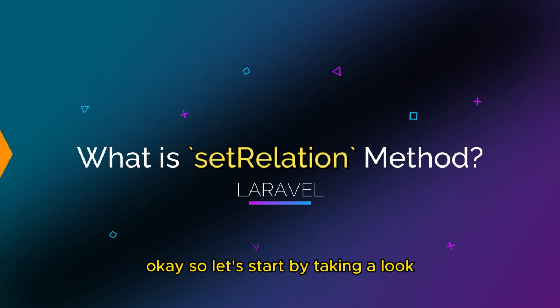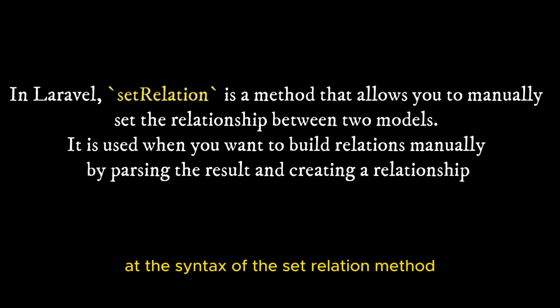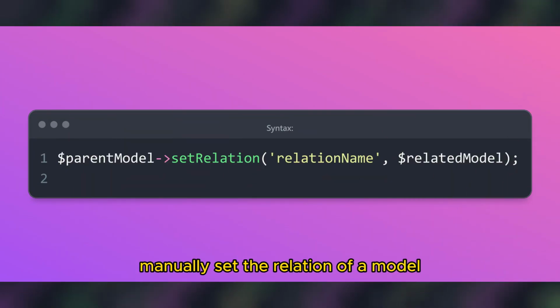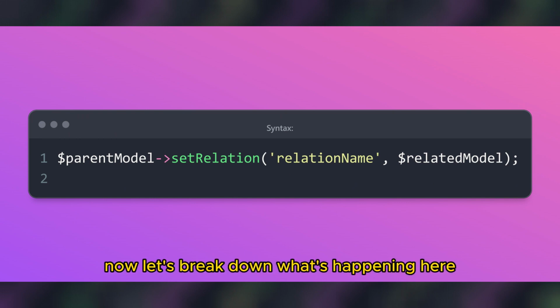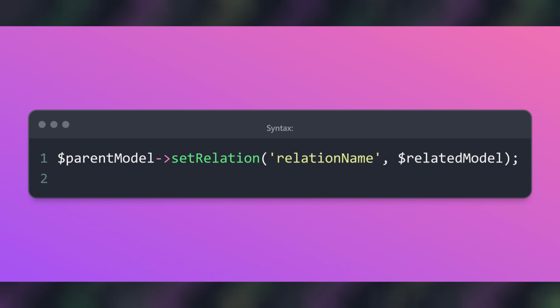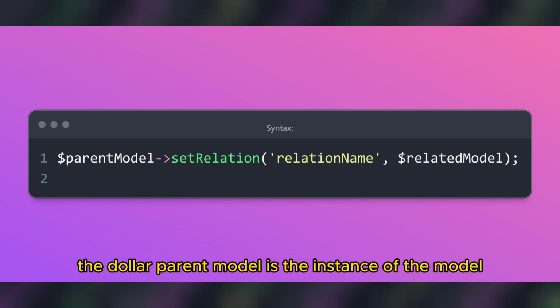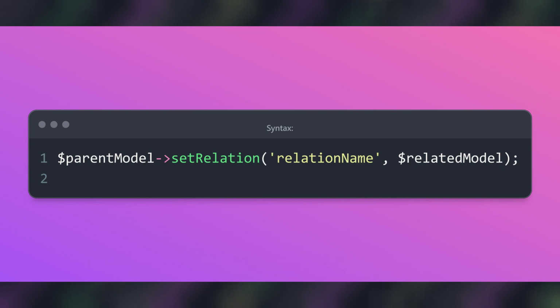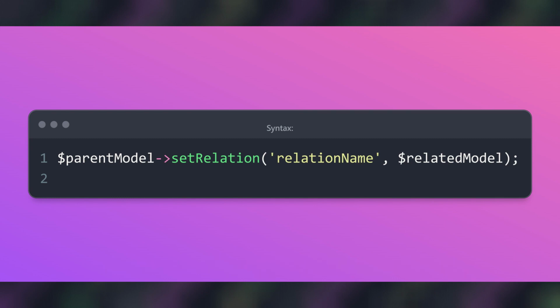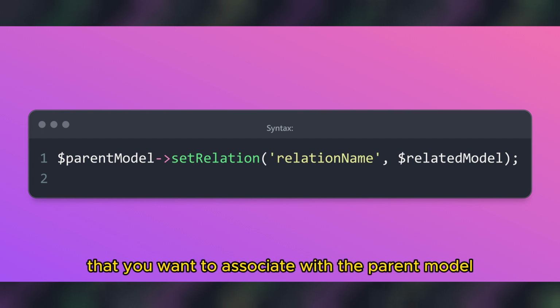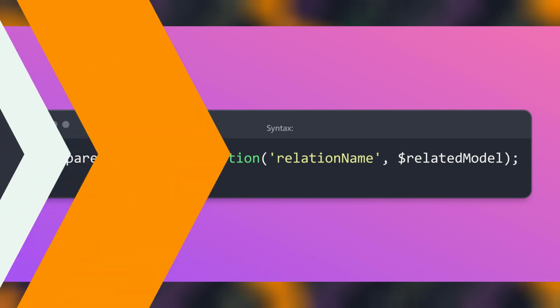Okay, so let's start by taking a look at the syntax of the setRelation method. It's a method available in Eloquent, and it allows you to manually set the relation of a model. Here's how it looks. Now, let's break down what's happening here. The $parent model is the instance of the model you're working with. And relation name is the name of the relationship you want to set. Finally, $related model is the instance of the related model that you want to associate with the parent model.